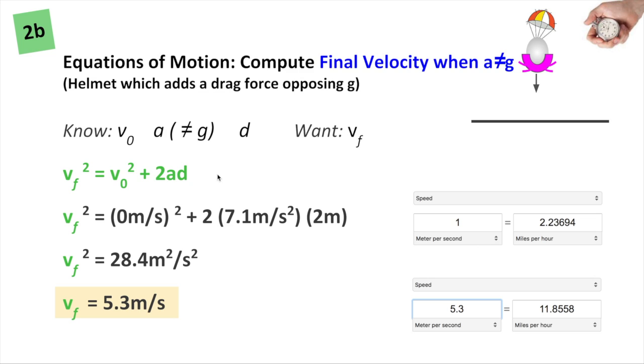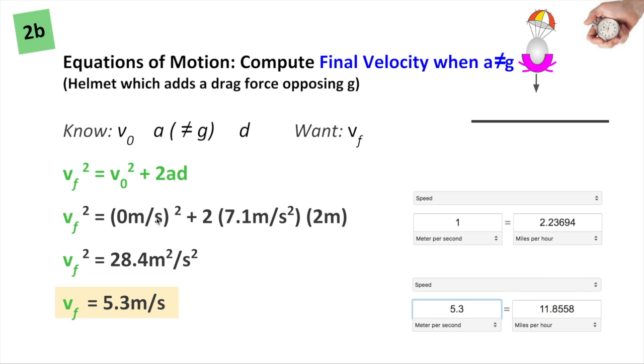Let's take a look at what this would compute out to be. My new known values are still v0, that's 0. My acceleration, which is not g, and remember from the last problem I computed that to be 7.1 meters per second squared, somewhat less than the standard value of g, which is 9.8 meters per second squared. I still know d, because that's whatever drop altitude I employed, 2 meters, and I want to find the final velocity. So go back to v final squared is equal to v initial squared plus 2ad. We're looking to solve for v final.